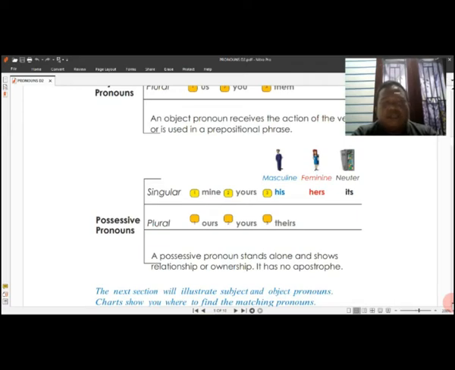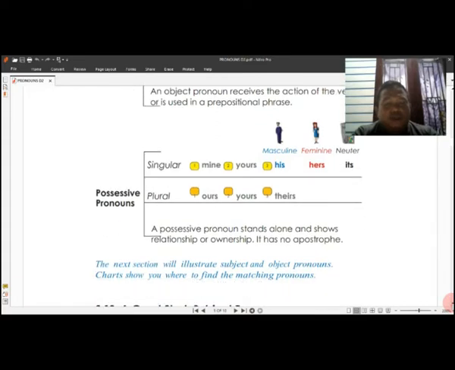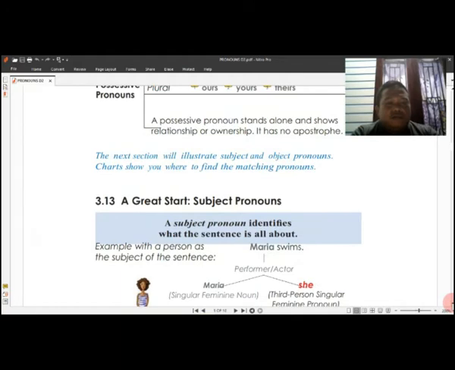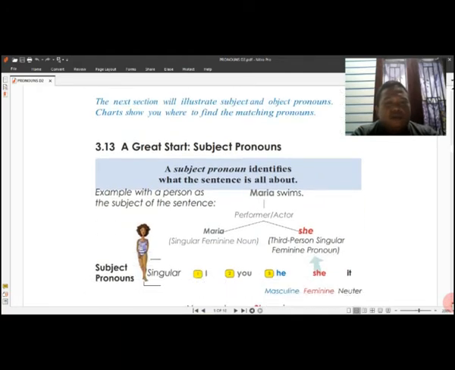Okay, because this is really easy to identify whether the noun can be transformed into the subject pronouns or object pronouns or possessive pronouns. So what you need after this is lots of practice. Don't be confused already, because we will continue this material and later on you will have your practice. As the book said before, the next section will illustrate subject and object pronouns. Charts show you where to find the matching pronouns.